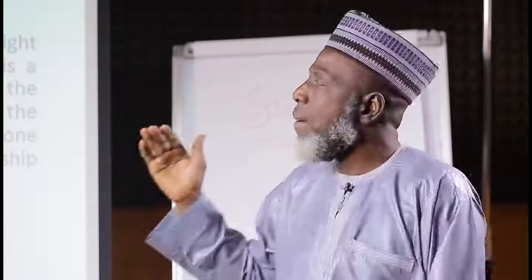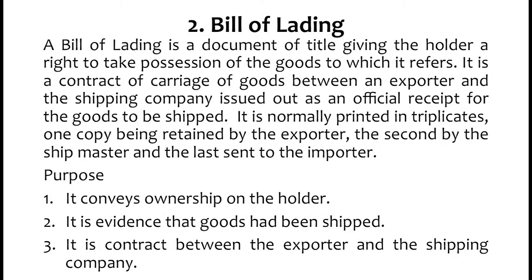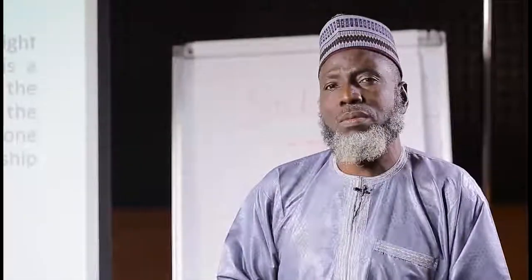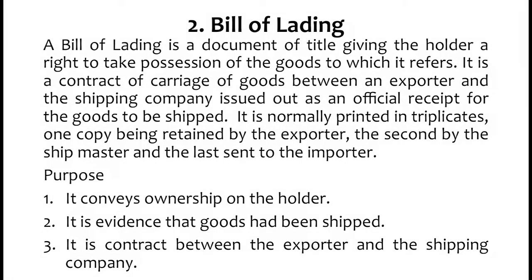We now go to the second one, which is a bill of lading. It is a document of title given to the holder, which gives the holder the right to take possession of the goods to which it refers. It is a contract of carriage of goods between an exporter and the shipping company. It is a kind of agreement to carry the goods. It is normally printed in triplicates, one copy being returned to the exporter, the second to the ship master, and the third to the importer.